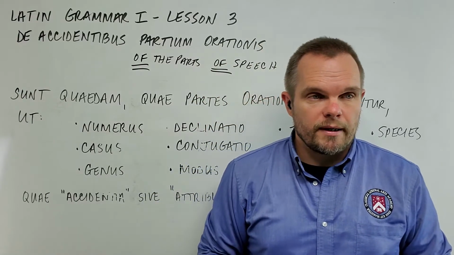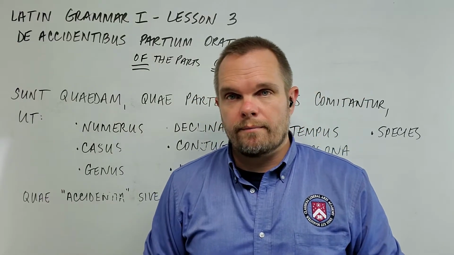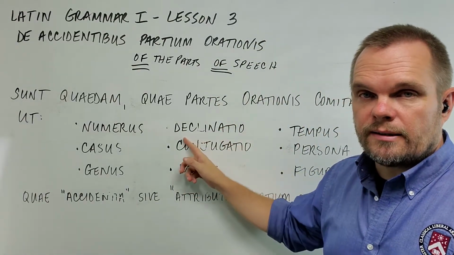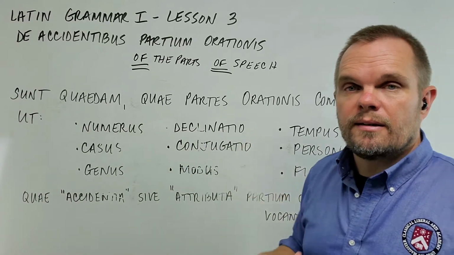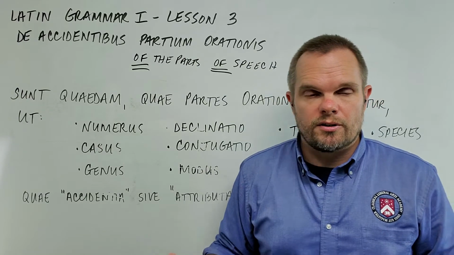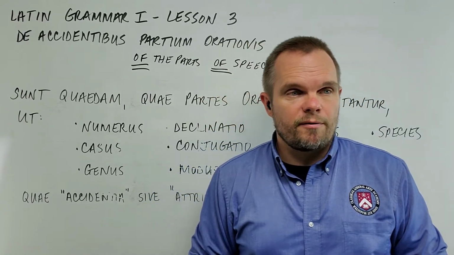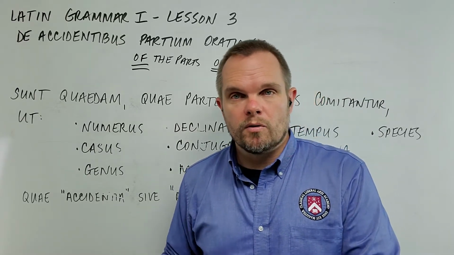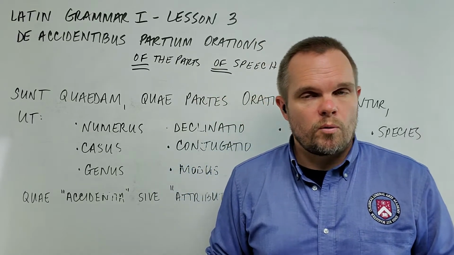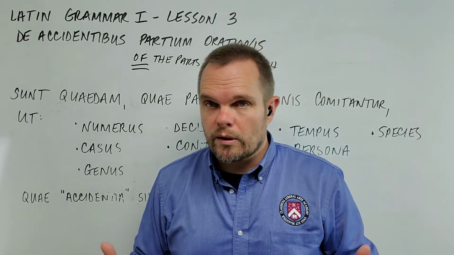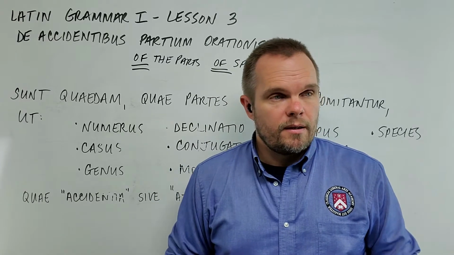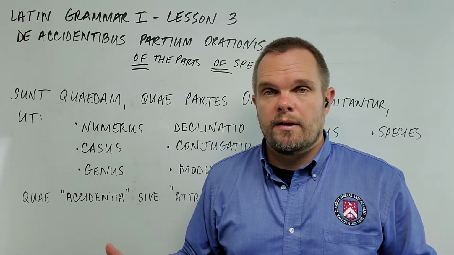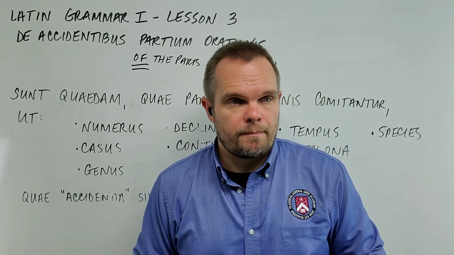Declinationes sive forme nominum sunt quinque. Declinationes is the plural form of declinatio. Declinatio, declension, singular. Declinationes is plural, declensions. Declinationes sive forme nominum: the declensions or forms nominum of nouns sunt quinque are 5 in number. Quinque is the Latin for 5. The declensions or forms of nouns are 5 in number. There are 5 declensions of nouns.